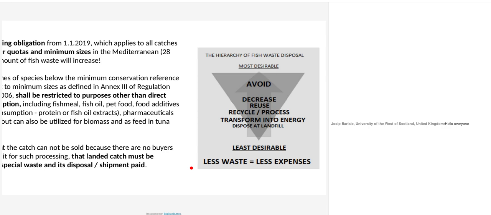And so we return to fish. All fish in the EU which are fished out under quota or at the minimum size need to be landed. They cannot be used for human consumption and are mostly converted into fish meal and fish oil or as feed in tuna farms. Of course, the potential is to use this biomass also in pharmaceutical, cosmetic, and in other purposes.